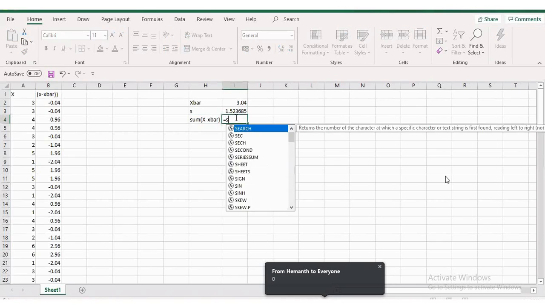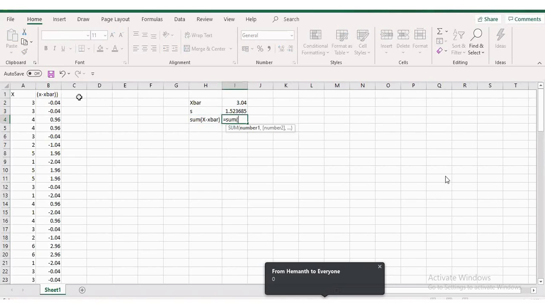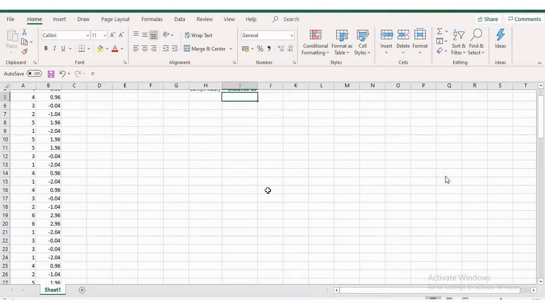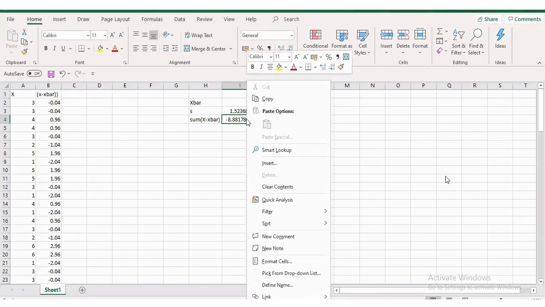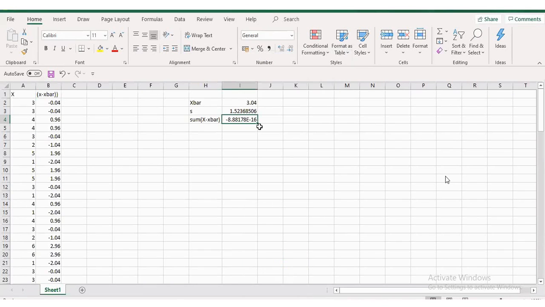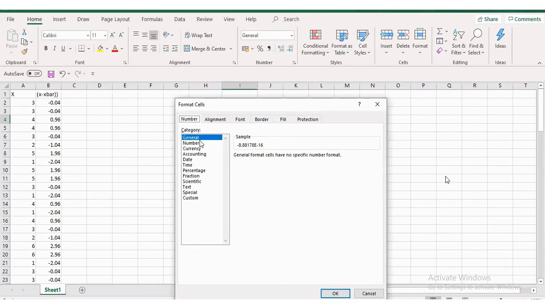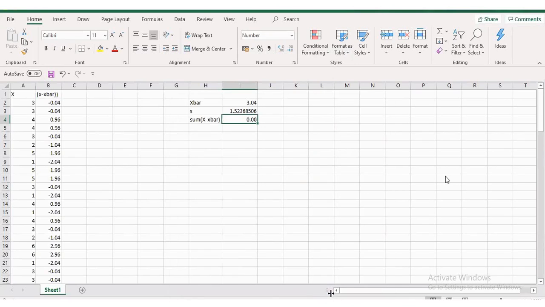Let's look at the sum of all these things. We know from the theory it's near 0. How is this? Minus 8.8 times 10 to the power of minus 16. If I convert this to only 2 decimals, it is 0. Are you understanding? Sigma X minus X bar for any data is 0.